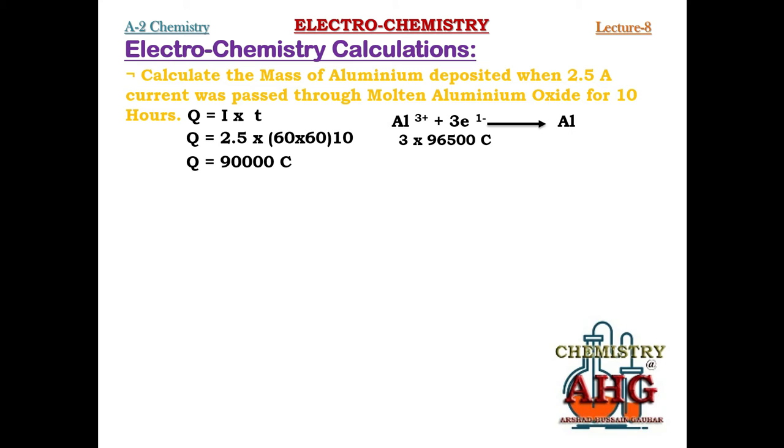We will look at the periodic table. The mass of 1 mole of aluminum is 27 grams. And now find the mass deposited by using the charge of 90,000 coulomb. This is a simple unitary method, cross multiply, you will get the value of x. X in this case is 8.39 grams of aluminum deposited. So you can see again we have used the same sequence of steps, only the number of moles of electron was different in this experiment.